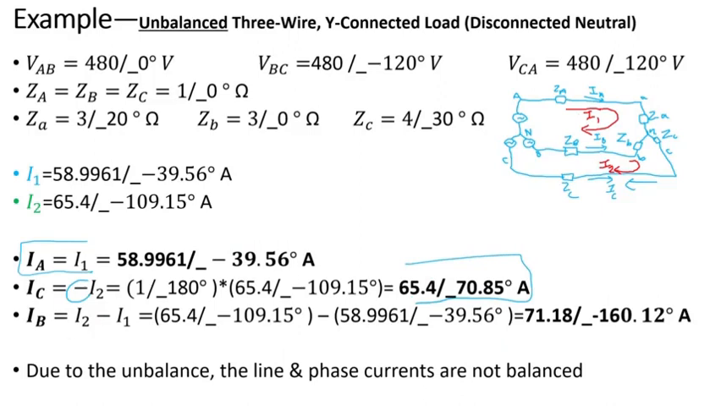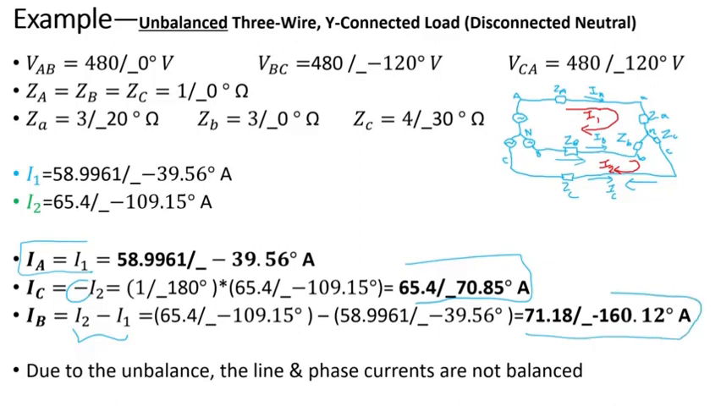Then IB is I2 minus I1, because IB is flowing this direction, I2 is flowing in its direction, I1 in its opposite direction. So if you take the difference, then you just plug the numbers and you get this value here.